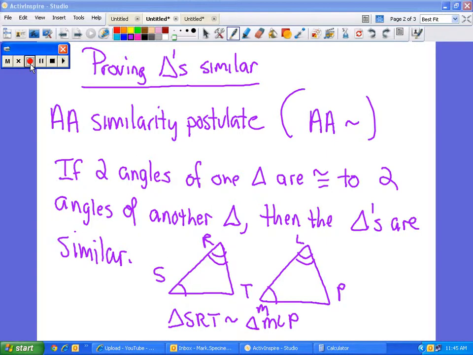Okay, here's a question. Why do we only have to show two angles? Why don't we have to show three angles? There's three angles in a triangle. I'm going to pick somebody. So while I'm getting your popsicle sticks, give the matter some thought. Anna.